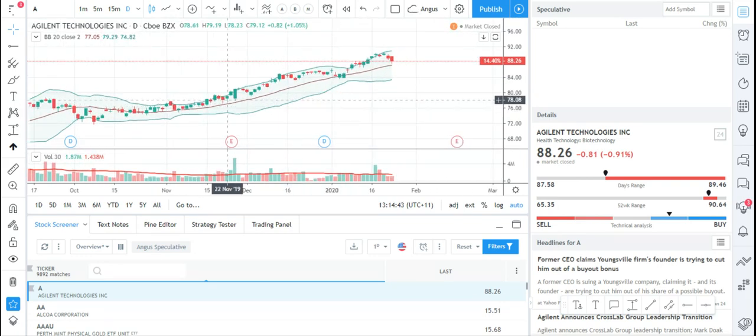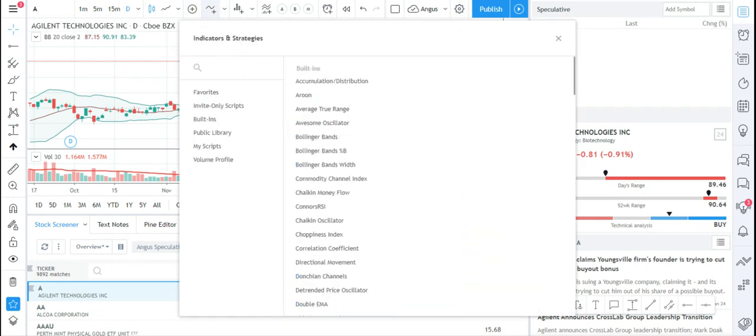As always, what I like to do is add an OBV. OBV is one of the main indicators that I use. It stands for on-balance volume, OBV.